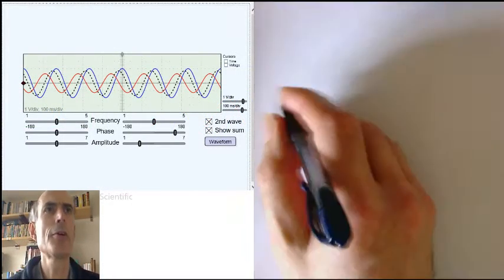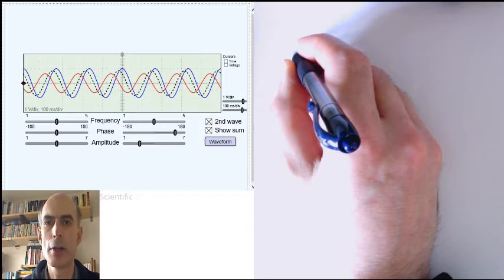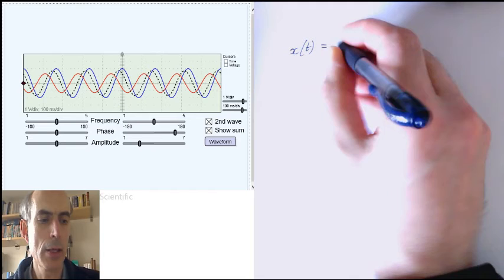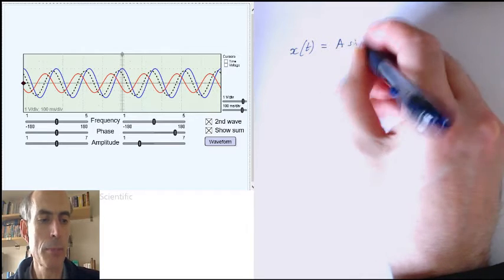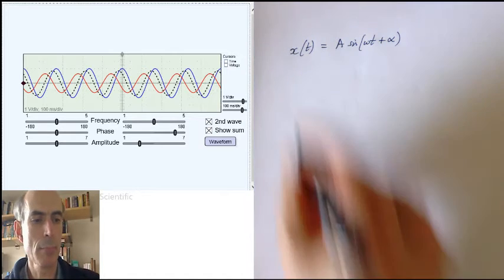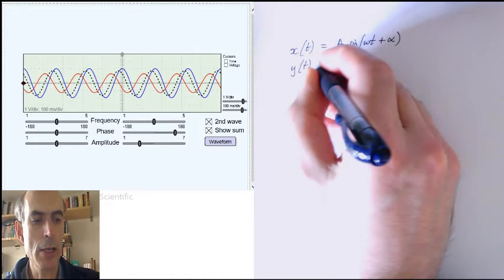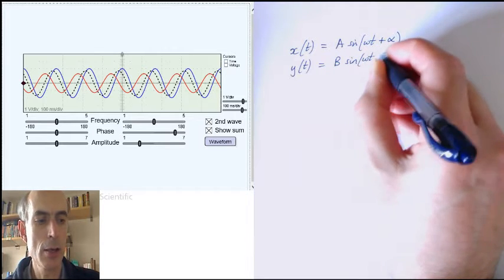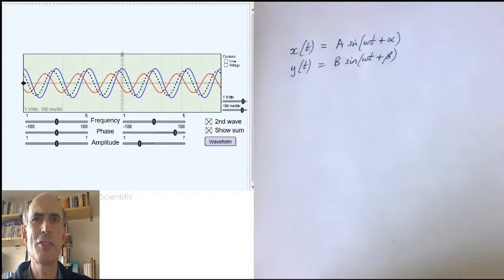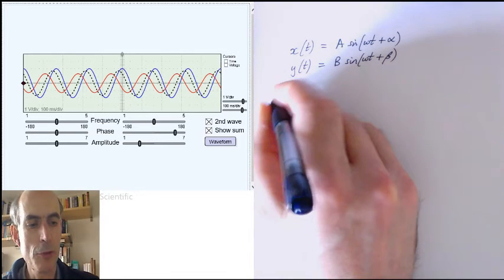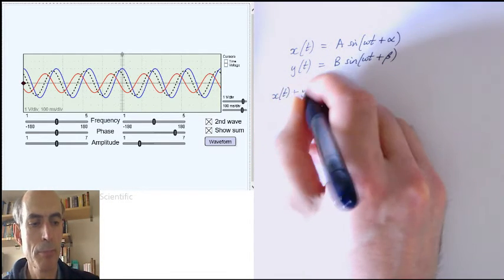Okay, let's consider the case where we've got two sine waves that we want to add up. I'll call the first of them x of t equals A sine omega t plus a phase that I'll call alpha. And the second one, y of t equals B, a different amplitude, times sine of omega t plus a phase that I'll call beta. Now, I want to know what the sum of these two waveforms is. x of t plus y of t.